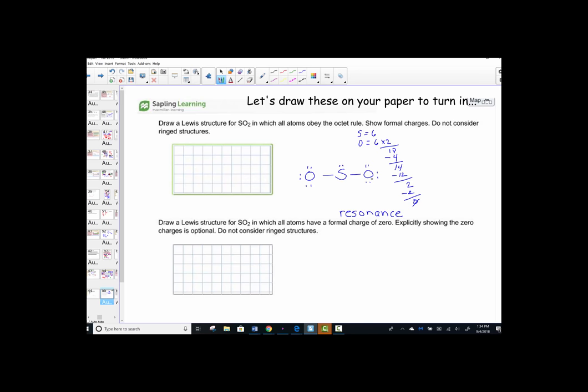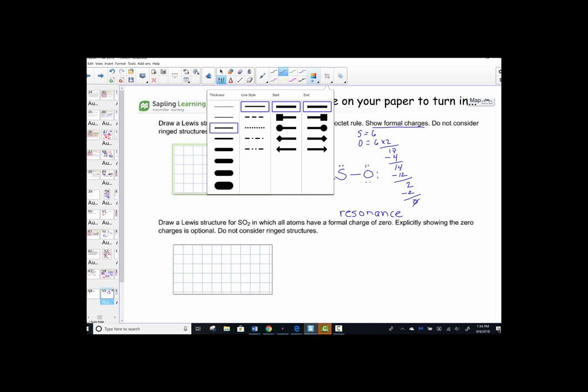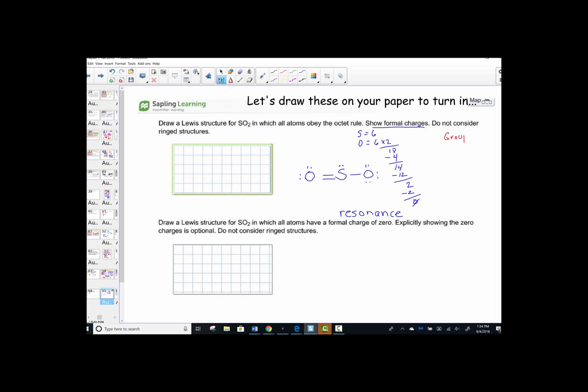I'll choose to take the left pair. It doesn't matter. I take a pair of electrons and form a double bond back to the sulfur. Here is a structure that's obeying the octet rule. Let's show the formal charge on each of these. So the formal charge is group number minus assigned electrons.